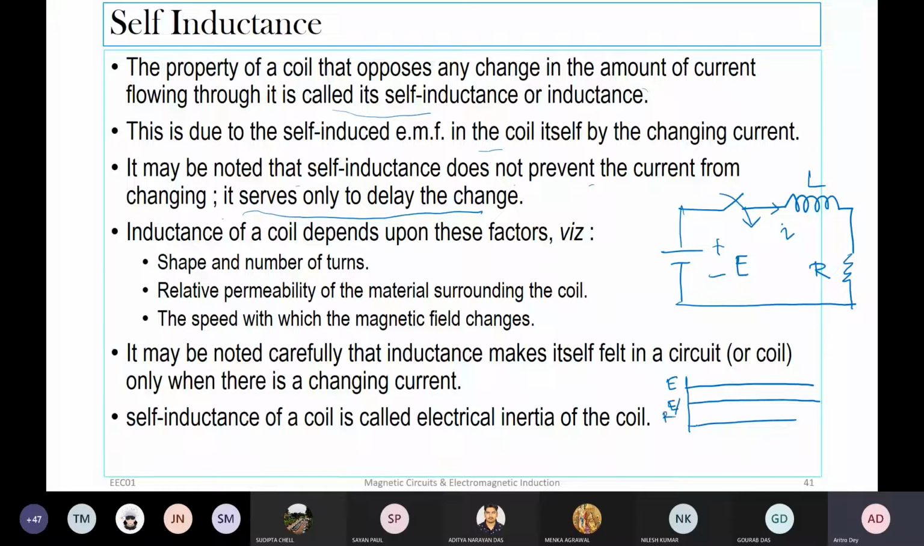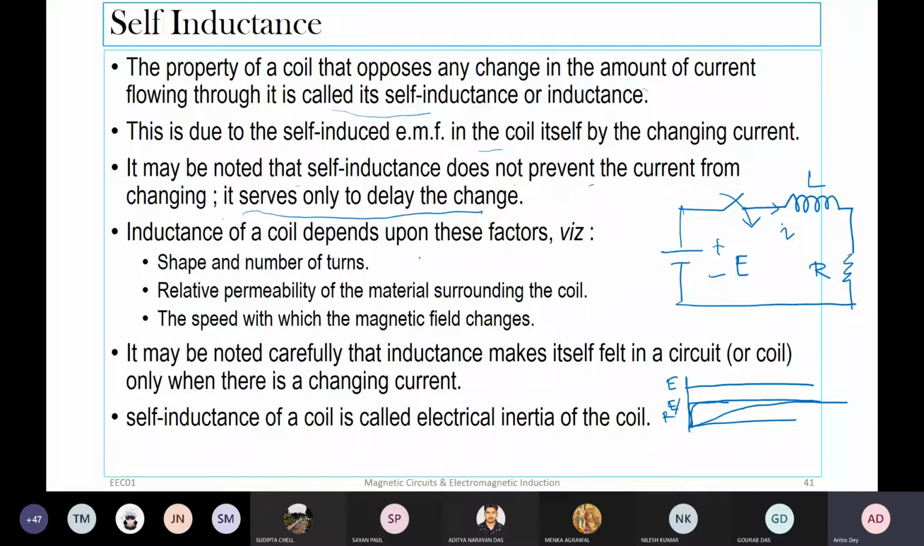To reach this E by R, it will take some time. Gradually, slowly, it will go and reach E by R. Whereas if the inductance is very low, almost negligible, you will see the immediate effect. It will go like this. It will be E by R immediately. And if it is not there at all, then we get just a step response, an immediate action in the current. So you can see this introduces a delay in the change, but it cannot completely nullify it. So your current cannot be totally zero. It is just resisting and introducing delay in the system.